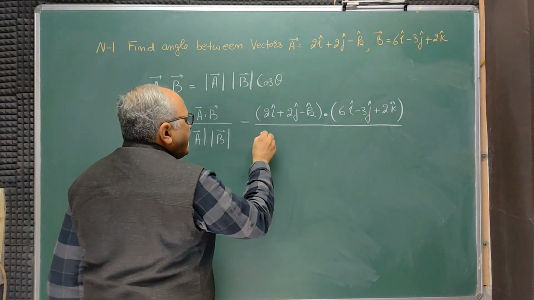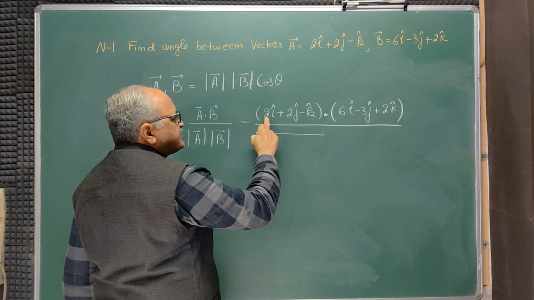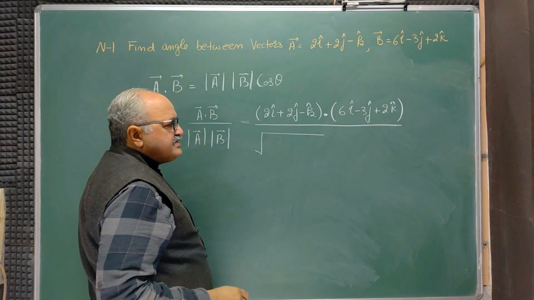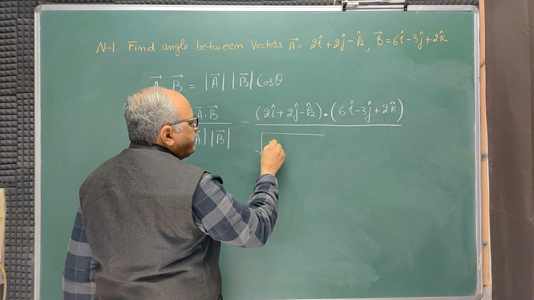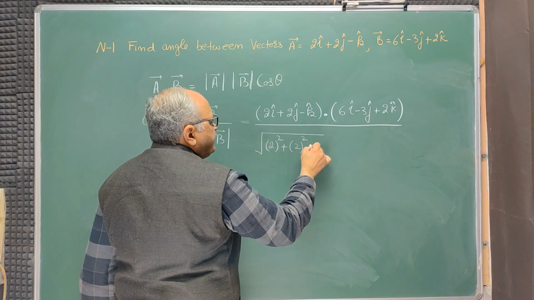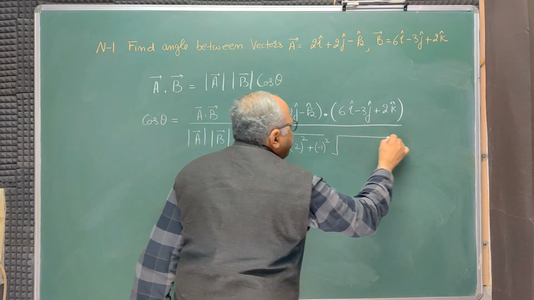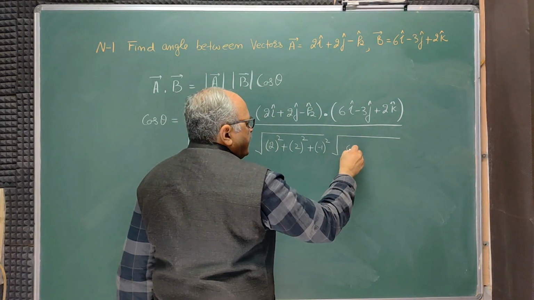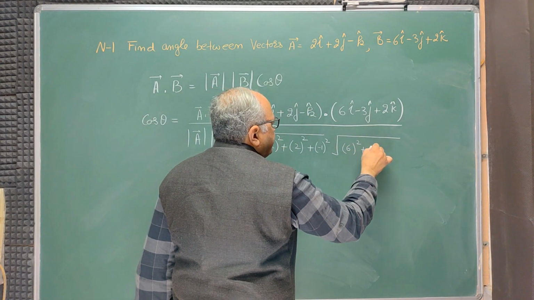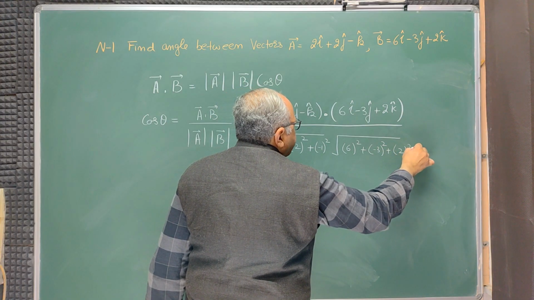To find out the magnitude, we'll take the relation x square plus y square plus z square, then under root, that means 2 square plus 2 square plus minus 1 whole square. Similarly, we'll go for B also: 6 square plus minus 3 whole square plus 2 square.